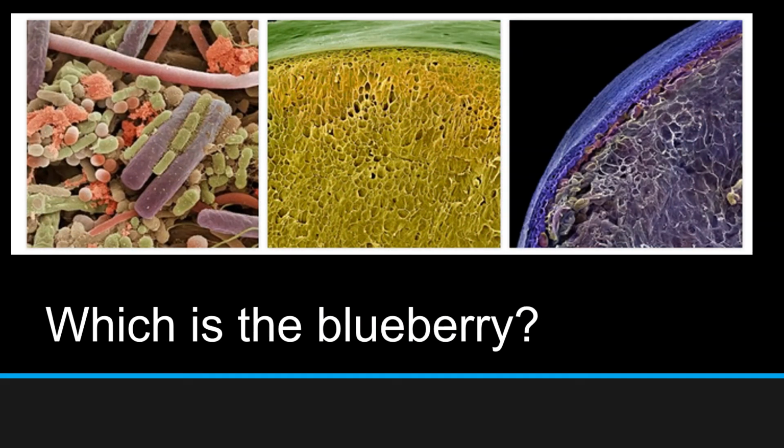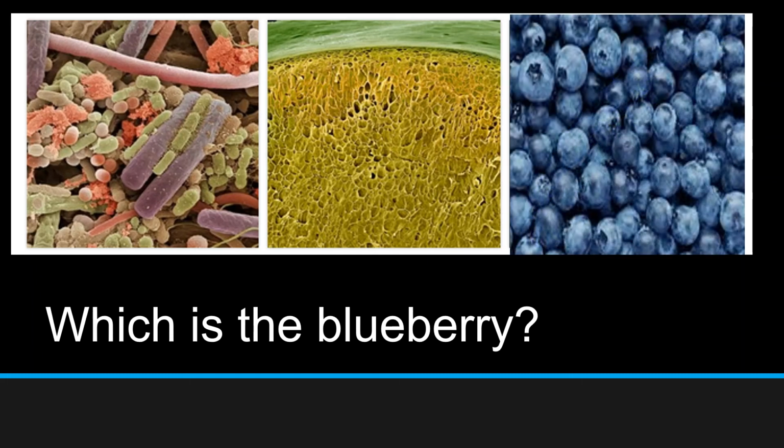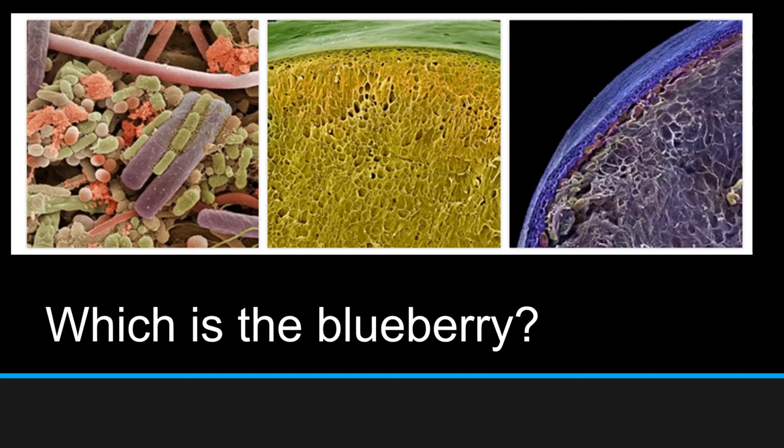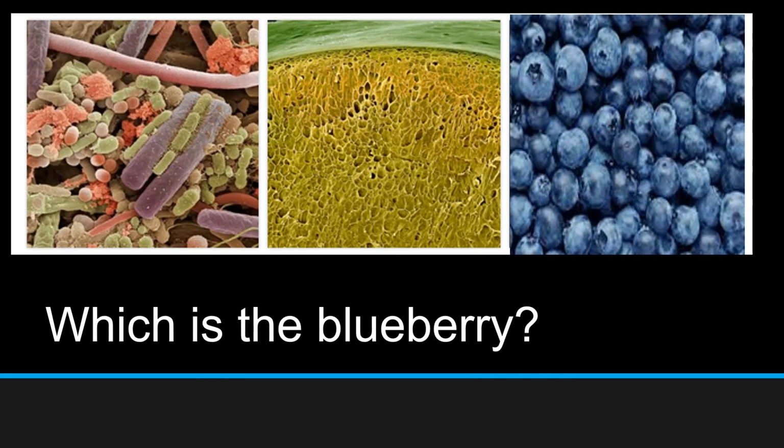Which is the blueberry? Have a look and a think about which is the blueberry. I'm hoping that we have probably got a good idea of this one, because it is the only one in the picture that was blue. You can see the skin of the blueberry there, and you can imagine the insides of the blueberry. That is your blueberry there. Well done for getting that one.